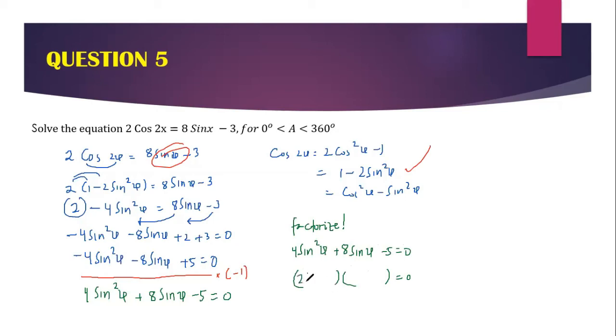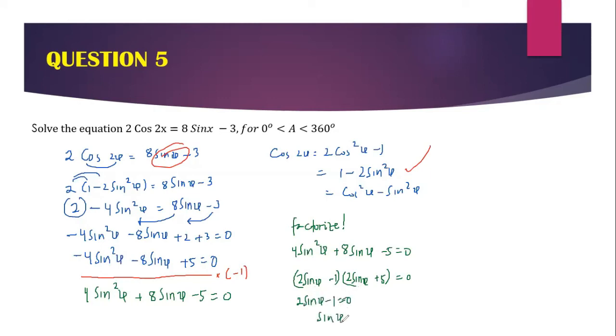So here is 2 sine x, and here is 2 sine x, I think. This one is 5, this one is minus. How come here? Minus 1, right? Then sine x minus 1, correct? Yes. So 2 sine x minus 1 equals 0.